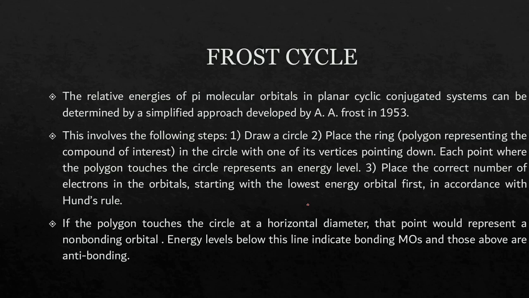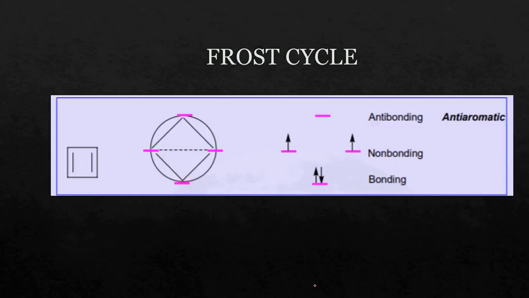Then each point where the polygon touches the circle represents an energy level. And then we need to place the correct number of electrons in the orbitals, starting with the lowest energy orbital first, in accordance with Aufbau's rule. If the polygon touches the circle at a horizontal diameter, then that point represents a non-bonding orbital, and energy levels below this line indicate bonding molecular orbitals, and those above are anti-bonding molecular orbitals. So the steps are very simple. First we need to draw a circle, then we need to place the ring, then we need to place the correct number of electrons. Let us take an example.